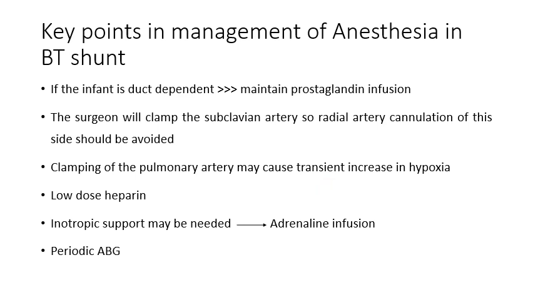The key points in management of anesthesia in BT shunt are as follows. If the infant is duct dependent, maintain intraoperative prostaglandin infusion. Avoid and treat the hypercyanotic spells. The surgeon will clamp the subclavian artery, so radial artery cannulation of this side should be avoided. Clamping of the pulmonary artery may cause transient increase in hypoxia. Low dose heparin is given to maintain the flow inside the shunt. Inotropic support may be needed, usually adrenaline infusion, and periodic arterial blood gases to correct metabolic acidosis.